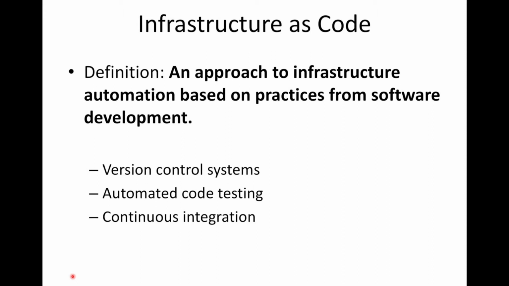So we're using things like version control systems, automated code testing platforms, and continuous integration and infrastructure pipelines. All those same practices that we follow when we're building our software applications, we follow when building infrastructure. That's because we're literally defining our infrastructure using code, essentially code scripts. And because we're using code, we can check that code into source control. We can create automated testing to test that code. And we can create infrastructure pipelines in a continuous integration system.